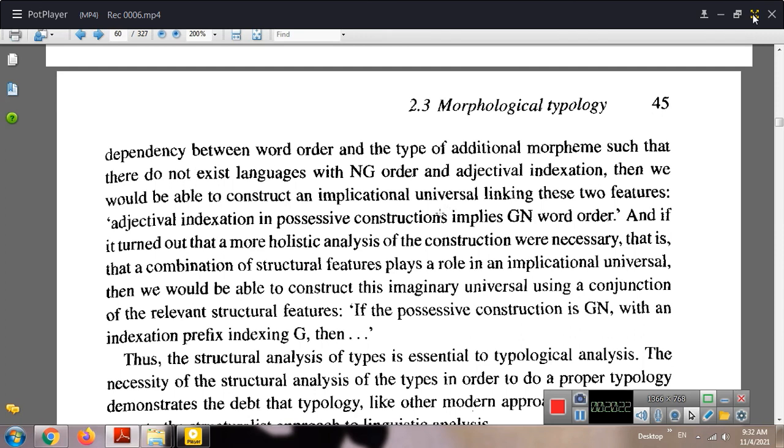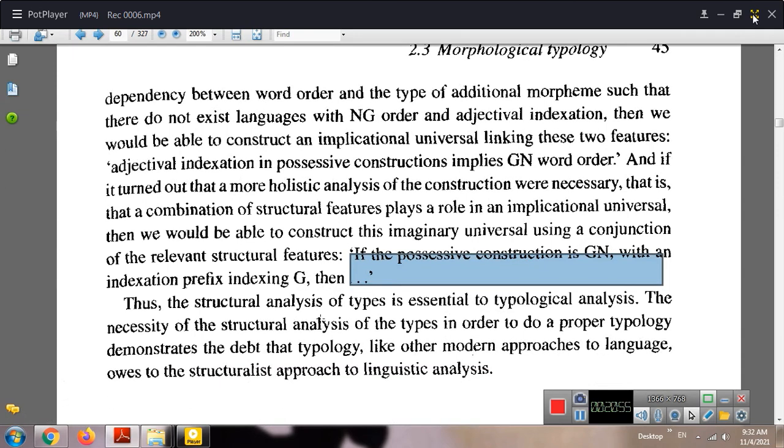And if it turned out that a more holistic analysis of the construction were necessary, that is, that a combination of structural features plays a role in an implicational universal, then we would be able to construct this imaginary universal using a conjunction of the relevant structural features. If the possessive construction is genitive noun with an indexation prefix indexing genitive, then through this we introduce the implicational universal.